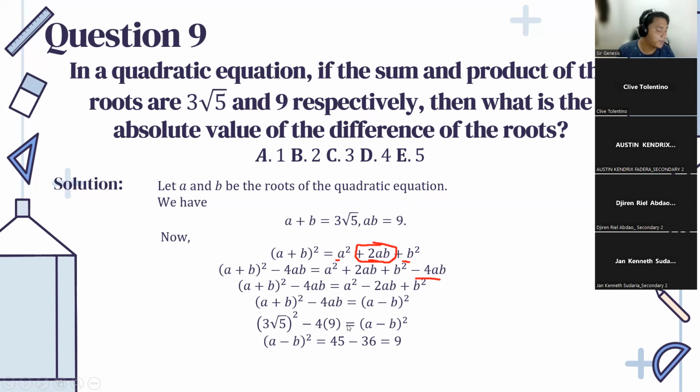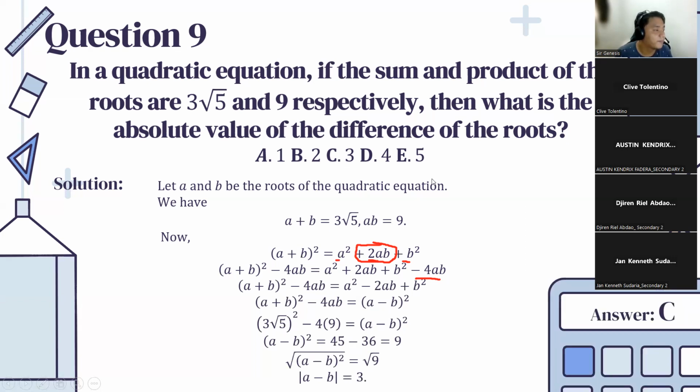Now, getting the square root of both sides of the equation, we have the absolute value of A minus B is equal to 3. Actually, that is important here, because without the absolute value, you will have a negative difference, or you might as well get 3. So the answer for number 9 is letter C, 3.